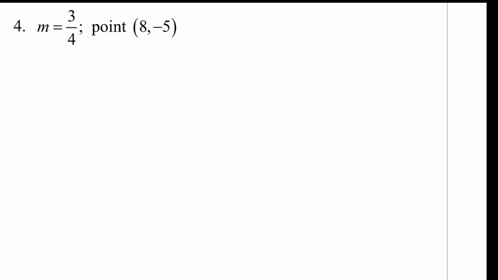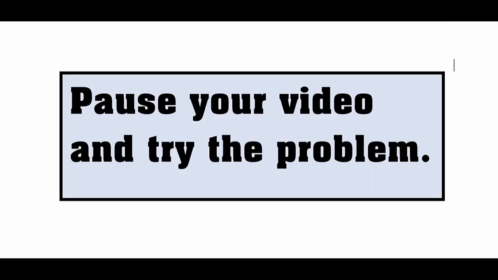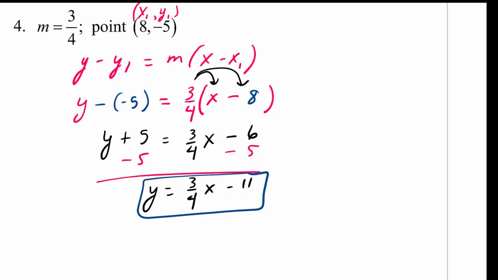Here's the next problem. You're given your slope, which is a fraction, don't freak, and the point. I want you to go ahead and pause the video here, and when you unpause, you'll see the answer. So try this one on your own. Okay, so here's my answer. y equals 3/4 x minus 11. Check this against your own work. If you didn't get the right answer, check your signs. Okay, let's go to the next two.